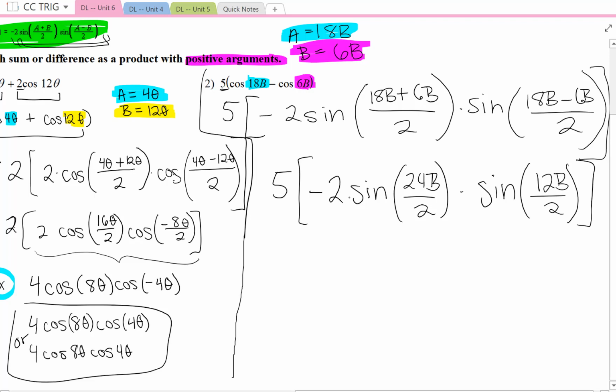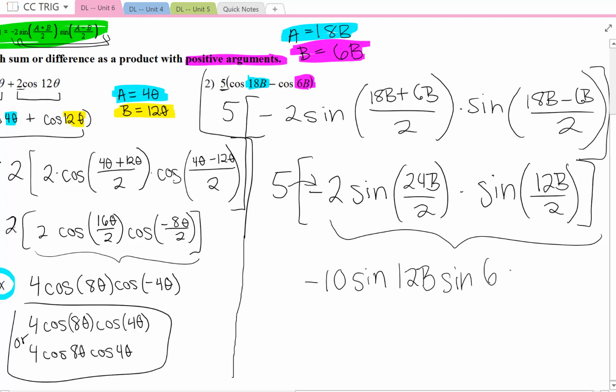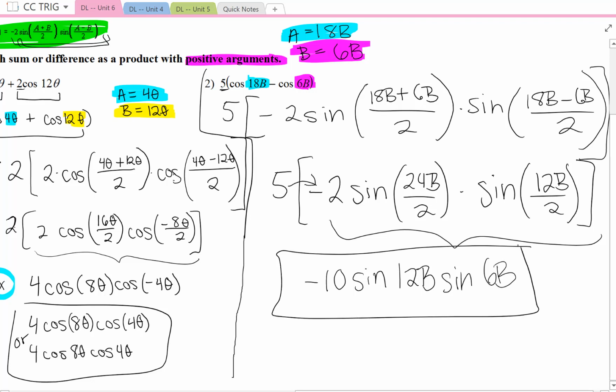5 is being multiplied by the product inside of here, so just multiply 5 by the coefficient in front. 5 times negative 2 is negative 10 times sine of 24B over 2 is 12B times sine of 12B over 2 is 6B. That's how you turn a sum or a difference of sines and cosines into a product.